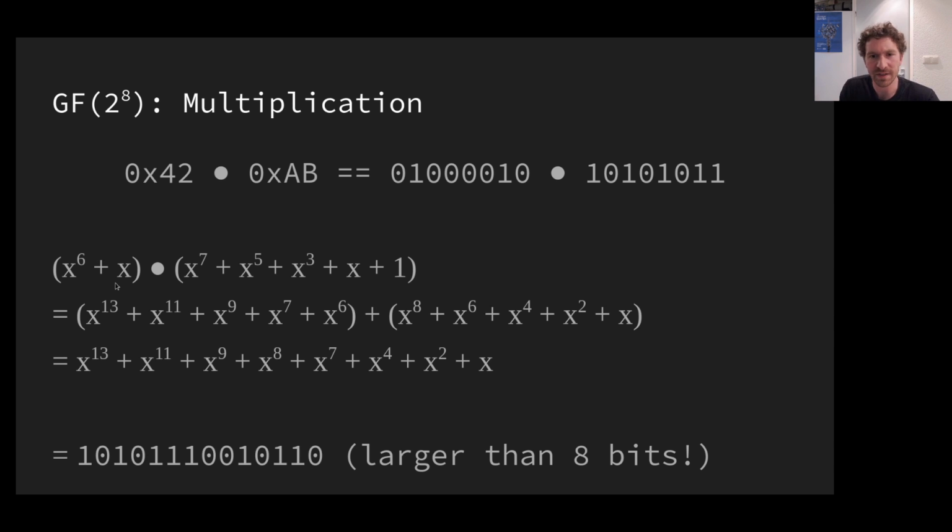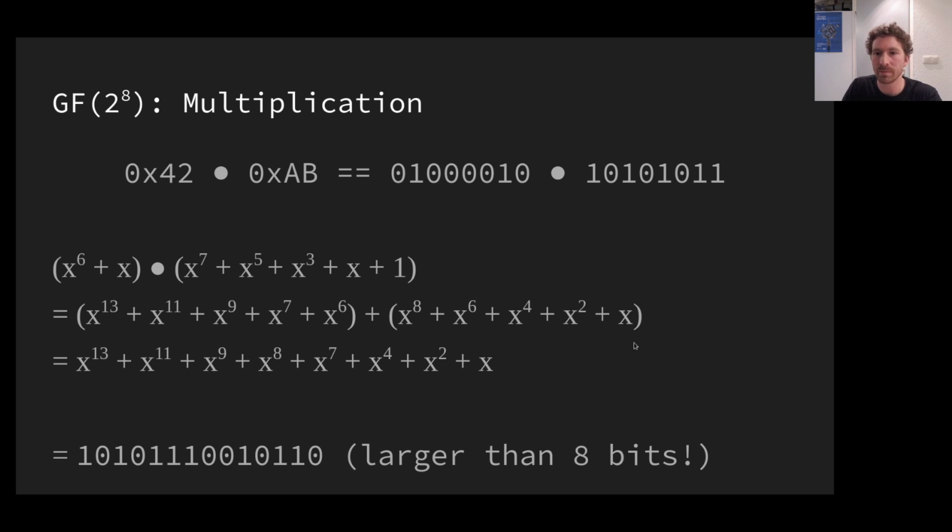And the cool thing with these polynomial expressions is that you just add the powers. That's how multiplication works with powers in algebra, right? We just add the powers together. So when we multiply x to the 6 by x to the 7, we get x to the 13. And when we do the same with x to the 6 and x to the 5, we get x to the 11. And then we're just adding these expressions together. So we do that for x to the 6 with all of these, and then for the x over here, we do it for all of the other elements. So then we get this expression.